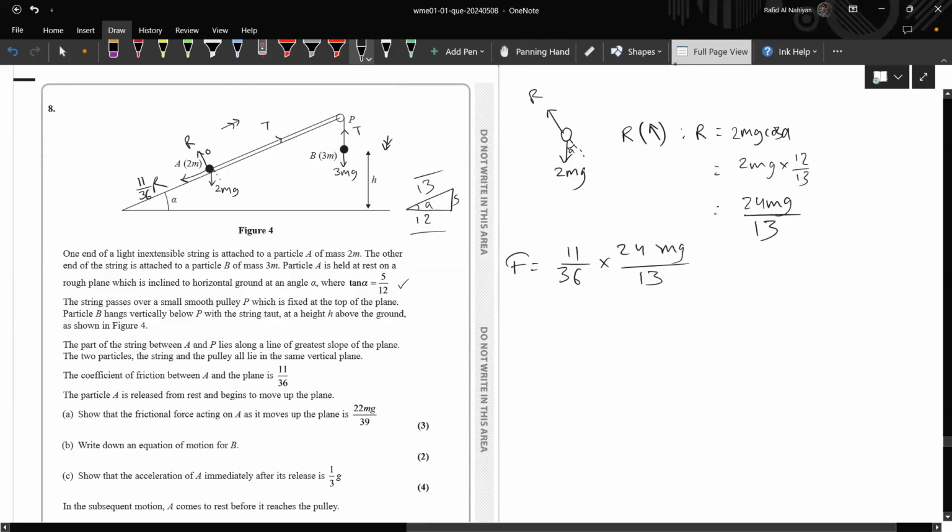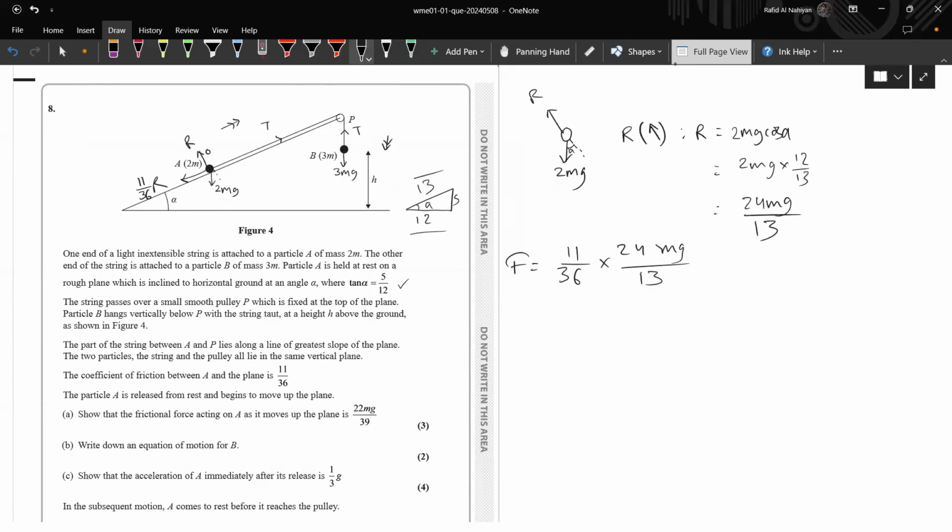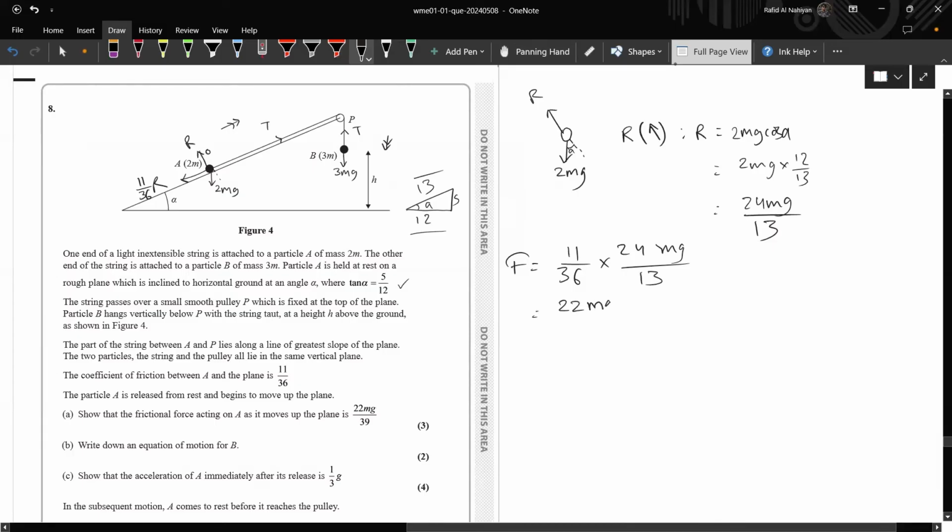Quite a weird one if you ask me. Okay, I'm going to put this in the calculator. 11 times 24 divided by 13 times 36. And yes, we do get 22 by 39 mg. Of course, I got this right in the exam, otherwise I wouldn't be able to proceed to the next question.